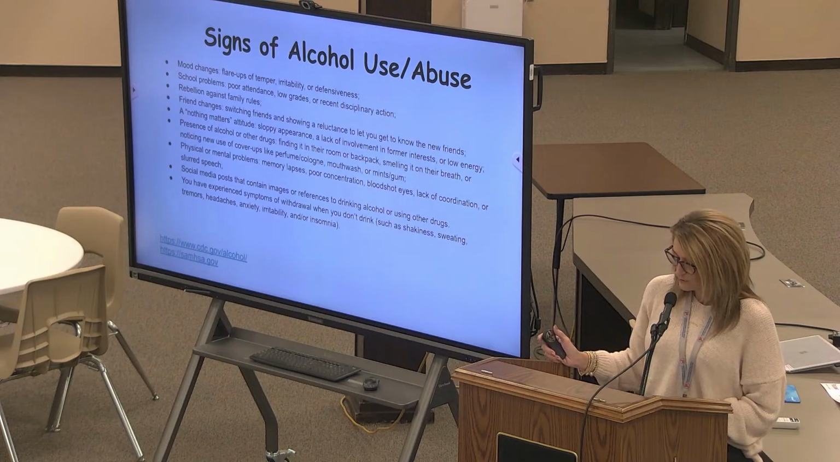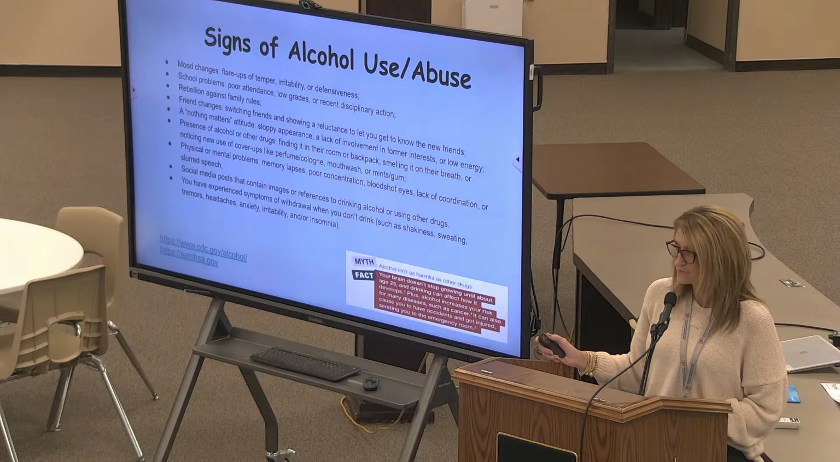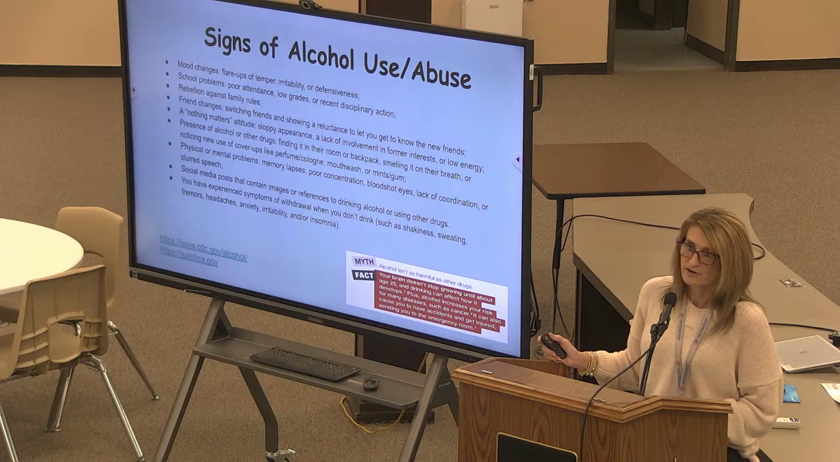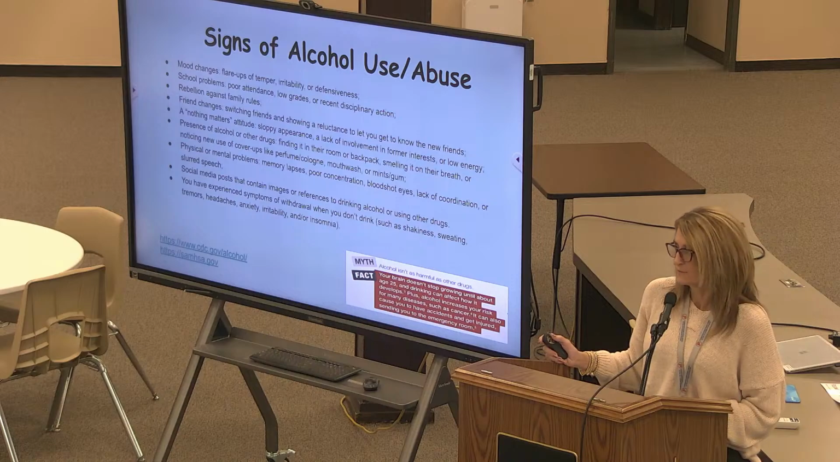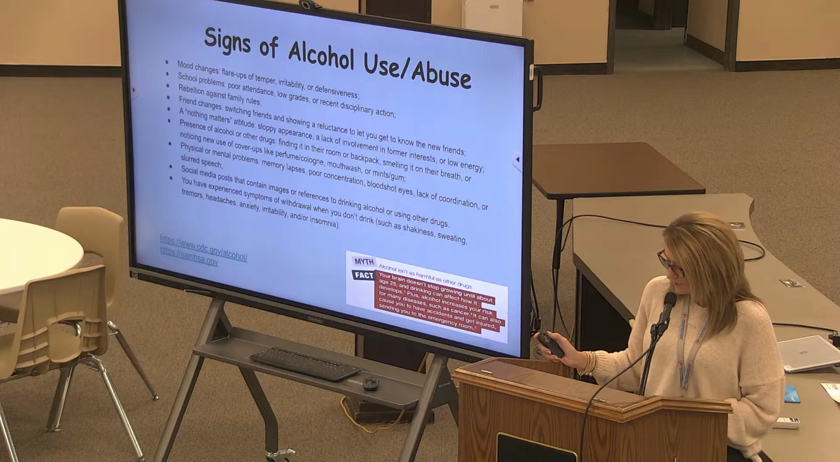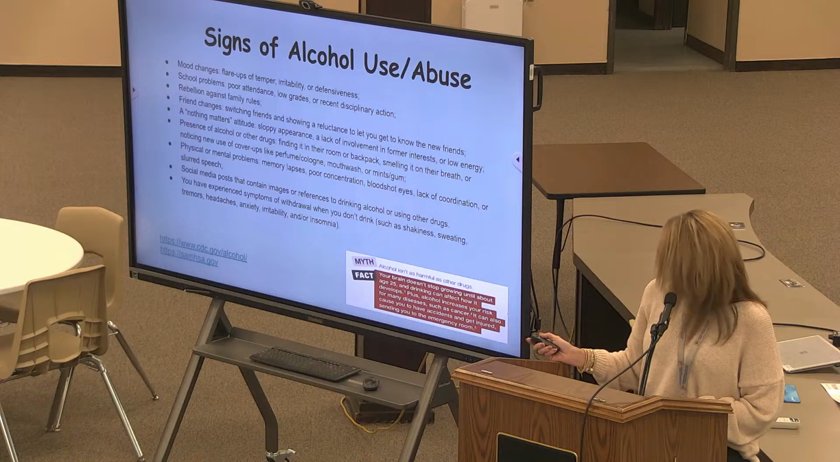And one of the things with withdrawal that a lot of people don't pay attention to, they might think a student is sick, but they might have shakiness, sweating, tremors, headaches, anxiety, irritability, and insomnia. Because while a lot of people think that alcohol helps them sleep, it actually raises your insomnia. It's a myth that alcohol isn't as harmful as other drugs. Your brain doesn't stop growing until about age 25. Drinking can affect how it develops. Plus, alcohol increases your risk for many diseases, such as cancer. It can also cause you to have accidents, get injured, and send you to the ER.